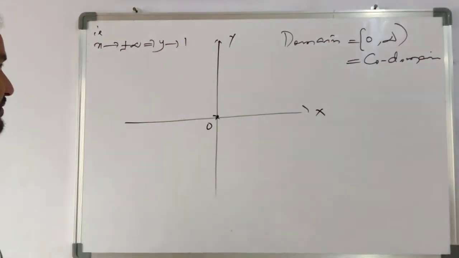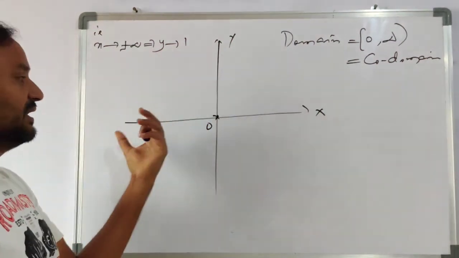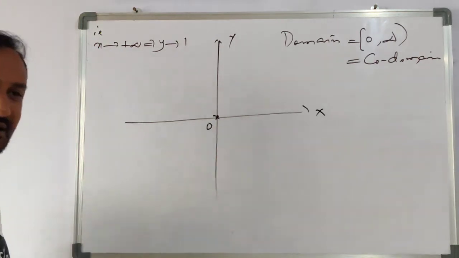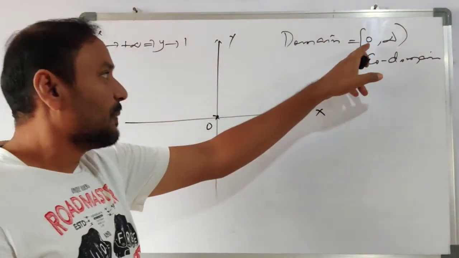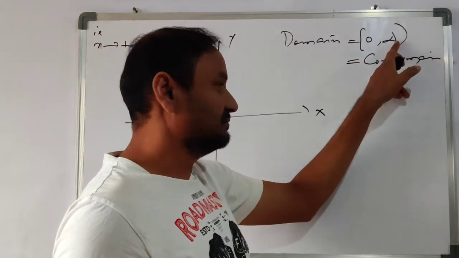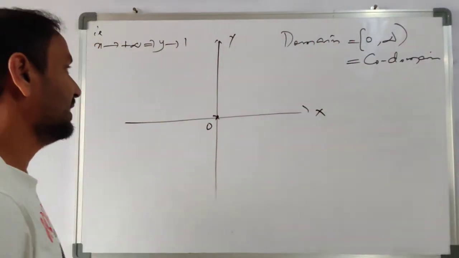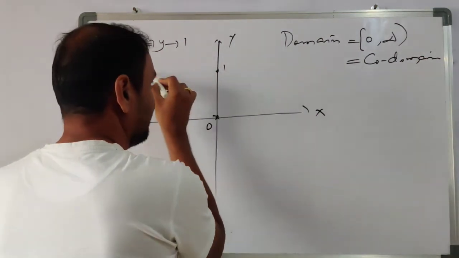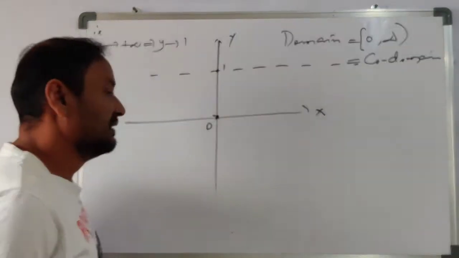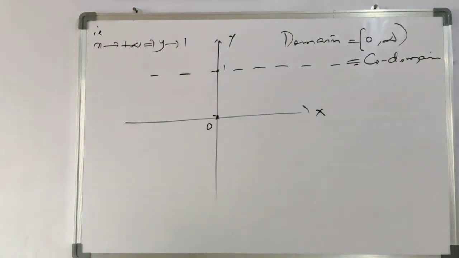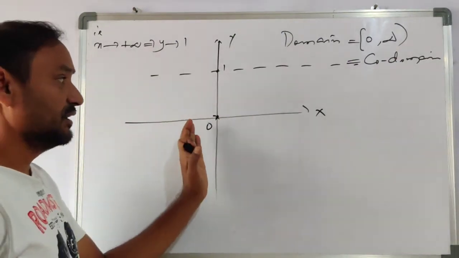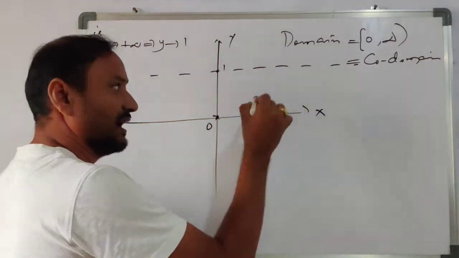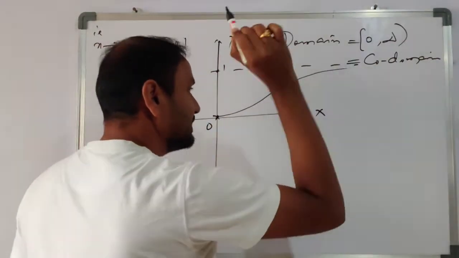Got it. So the graph is reaching to 1 when x tends to plus or minus infinity. But here you take only plus, because the domain is 0 to infinity. There is no negative value. So suppose here I am taking the borderline as 1. Clearly the graph is increasing in the domain 0 to infinity. From here the graph is increasing but reaching to 1.